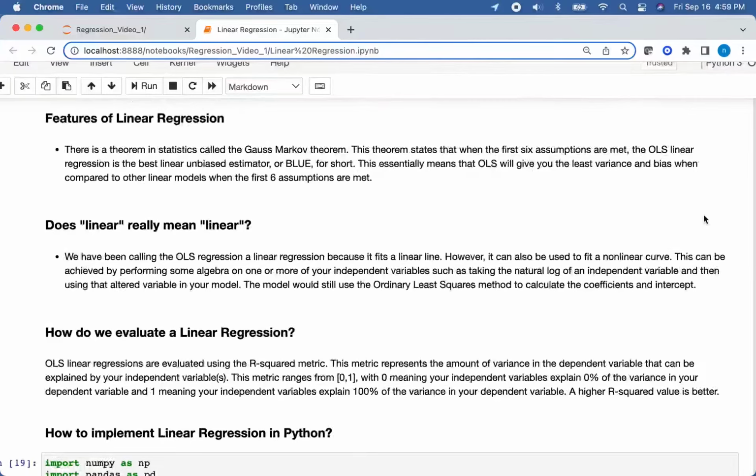There is a theorem in statistics called the Gauss-Markov theorem. This theorem states that when the first 6 assumptions we just talked about are met, the OLS linear regression is the best linear unbiased estimator, or BLUE for short. This essentially means that the OLS method will give you the least variance and bias when compared to other linear models when the first 6 assumptions are met.